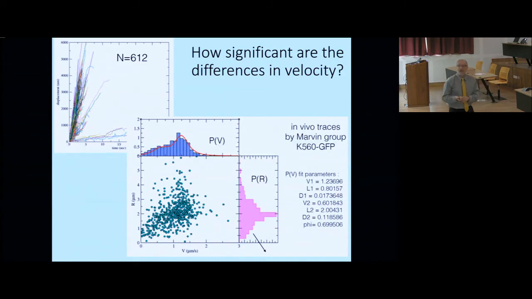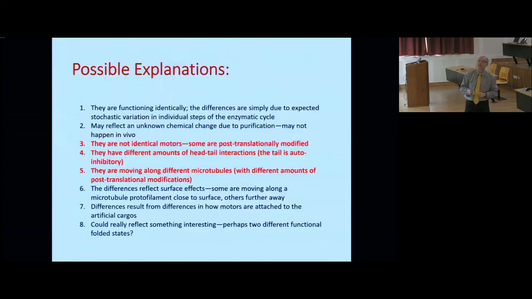Now, people have seen heterogeneity in vivo before, and the explanation is always, well, you have post-translational modifications of the motors and post-translational modifications of the microtubules, so it's probably due to that. So all this does is say that there is heterogeneity. It doesn't say the source of it. And I think you have to go back to in vitro studies to get a cleaner idea of what's going on.